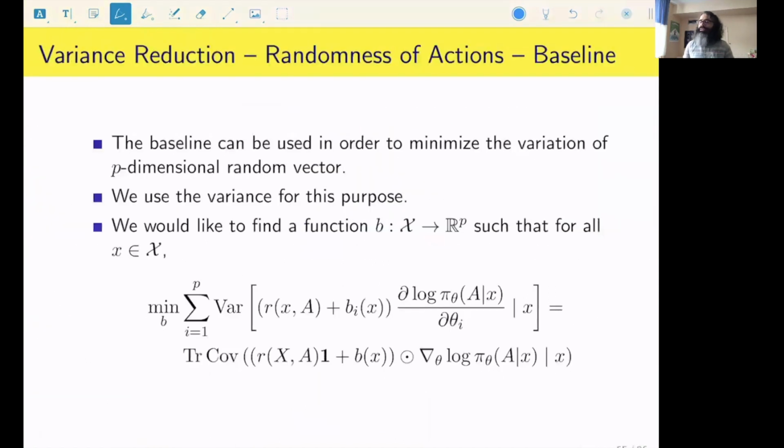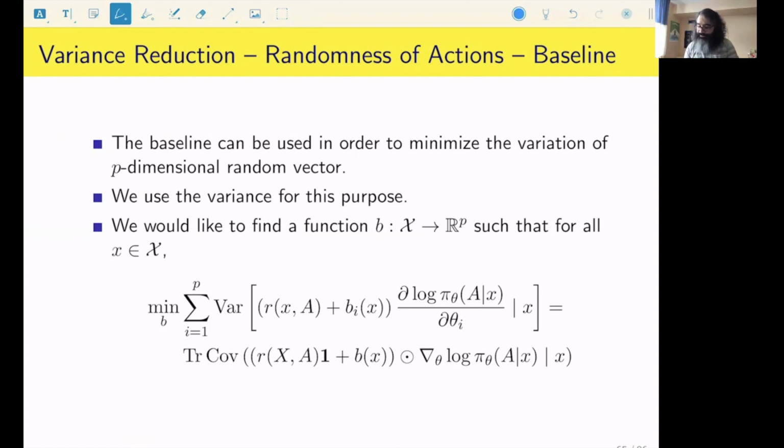Okay, so here the baseline can be used in order to minimize the variation of a p-dimensional random vector. We have a random vector, and it has some variation in each of its dimensions. How should we measure that variation? One way is using variance, but of course, variance is defined for a scalar random variable. So we need a quantity that can deal with a p-dimensional random variable. We can do it easily by taking the variance of each of the dimensions and just adding all of them. So that's one way to do it.